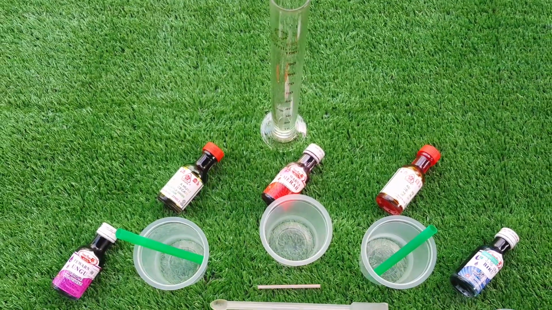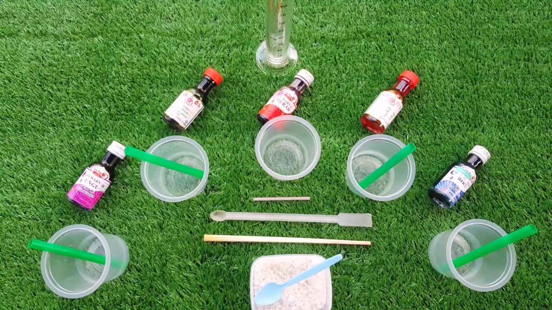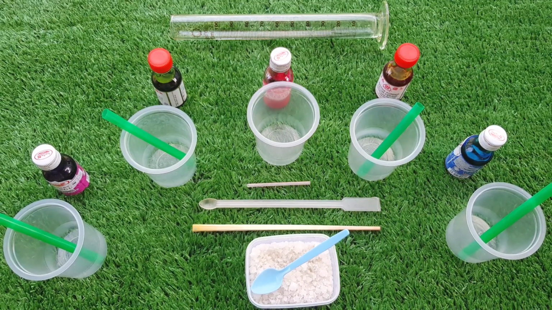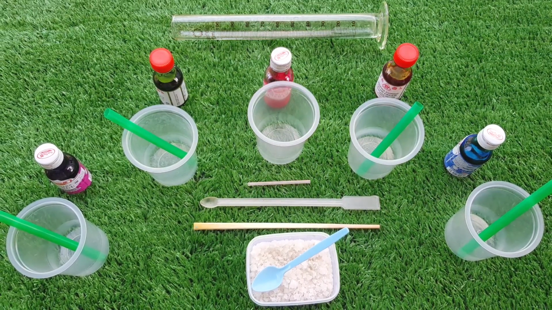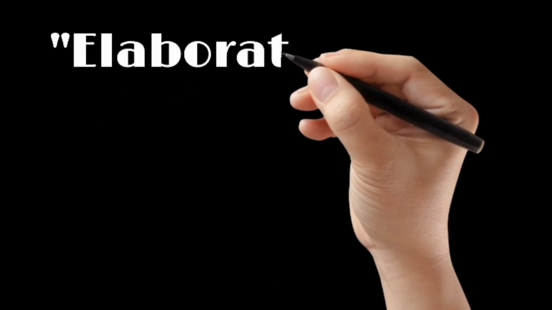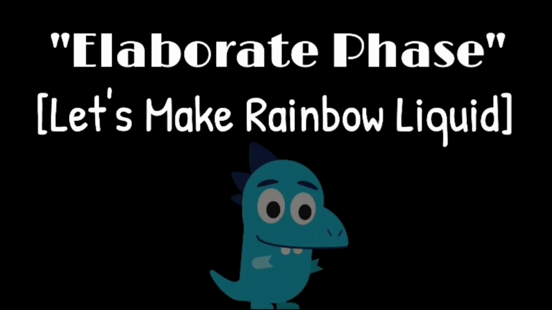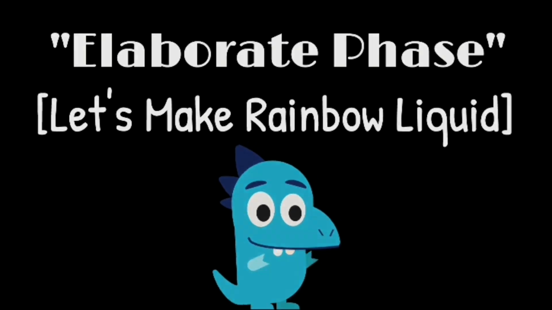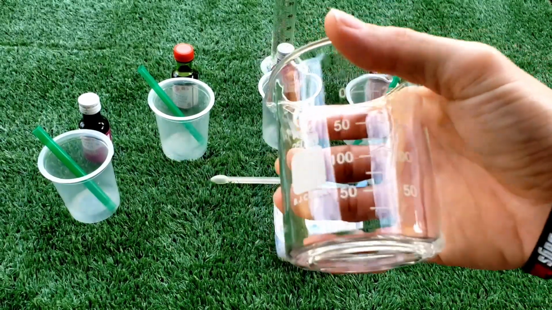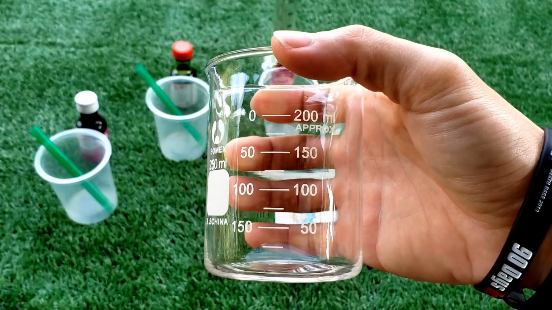Here are all the apparatus and things needed to make the rainbow liquid. Of course, we need food coloring, a measuring cylinder, and a cup, and not least salt and a stirrer. Let's explore together. We make this rainbow liquid at home. So this will be a homework for you. I will show you the whole process we need to do to carry out this investigation.